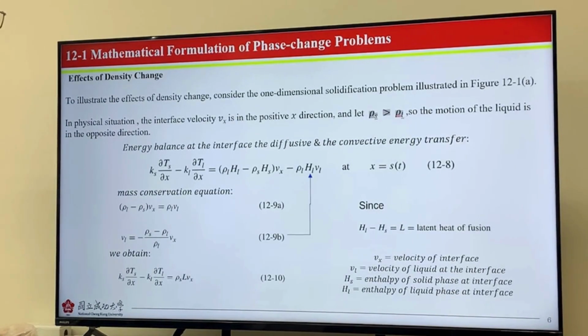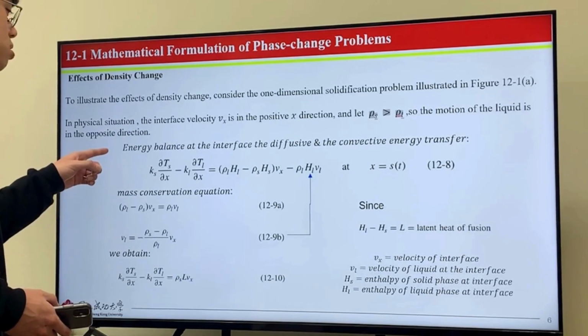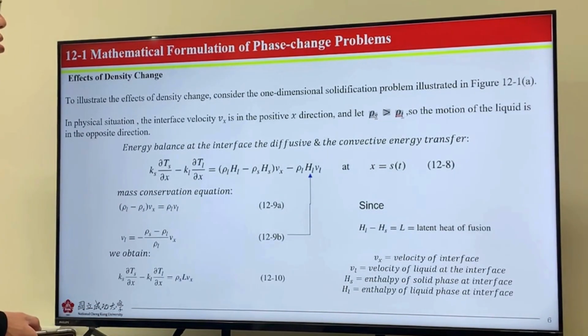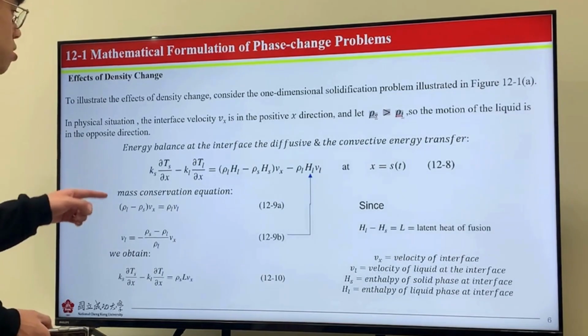To illustrate the effects of density change, consider the one-dimensional solidification problem illustrated in figure 12. In the physical situation, the interface velocity is in the positive x direction, and the solid density is bigger than the liquid density. So the motion of the liquid is in the opposite direction. For the energy balance at the interface, the diffusion and convective energy transfer equation is this one.